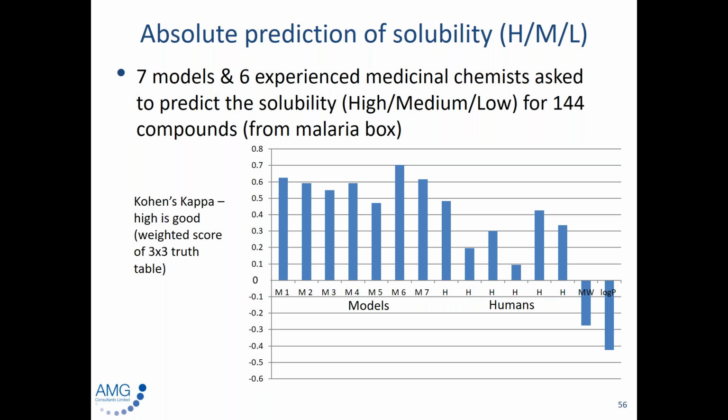And so we got the models and the medicinal chemists to do the same thing. You can see through this measure, which is a way of scoring a 3x3 contingency or truth table, that although the models aren't perfect, they generally outperformed the humans. Molecular weight and logP have negative values, but you can flip those the other way, so don't imagine that they were bad. They had values around the 0.3 to 0.4 range. So models weren't perfect, but in this situation they did outperform experienced medicinal chemists.